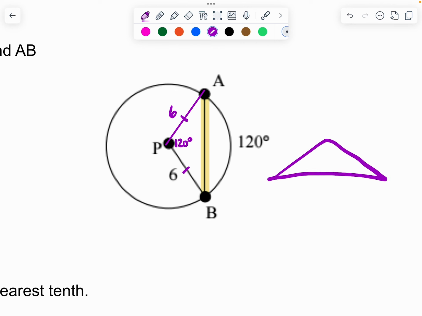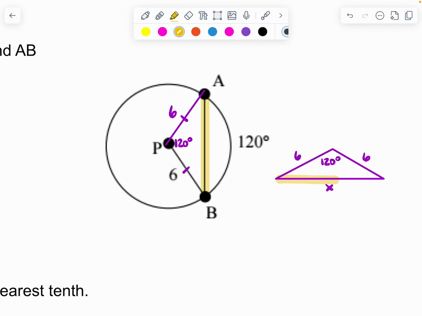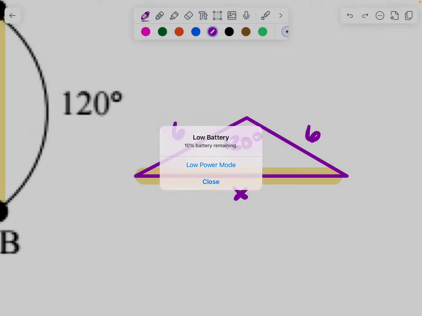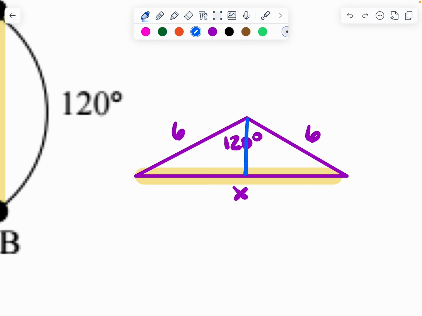So at the end of the day, I like to draw my triangles over here a little bit. There we go. So I've got an isosceles triangle where this is 6 and 6, and this is 120, and I'm finding x. AB is the length of the base, that highlighted piece. Let me highlight that so we can see the connection there. I can only solve right triangles, so this one's not doing me any good. So as we know, we're going to drop a line. Oh my gosh, my battery's almost dead. I'm going to have to go really fast.